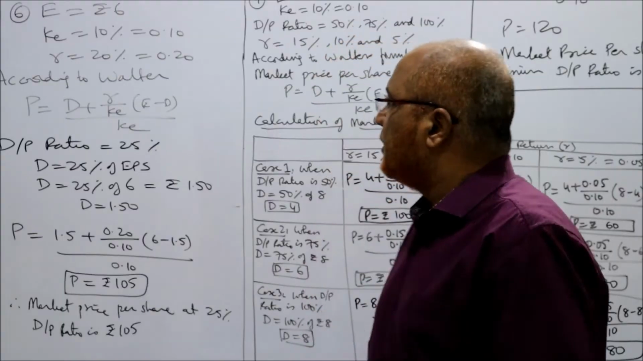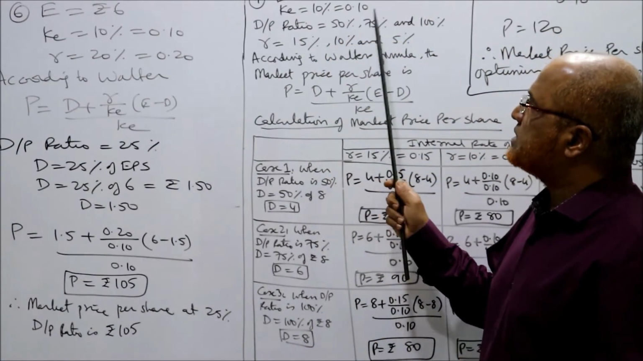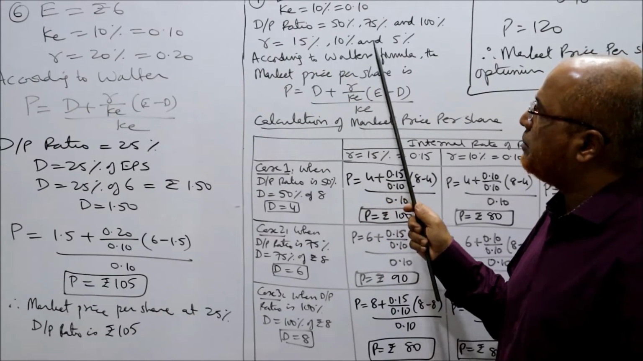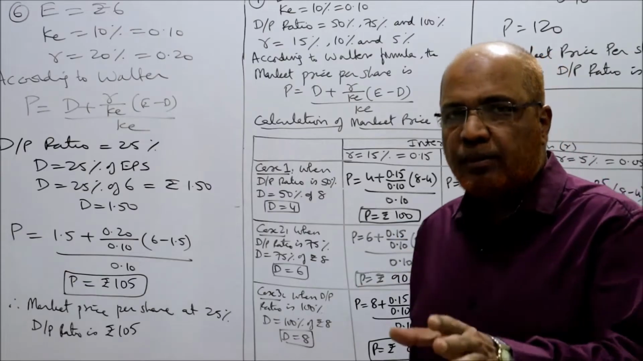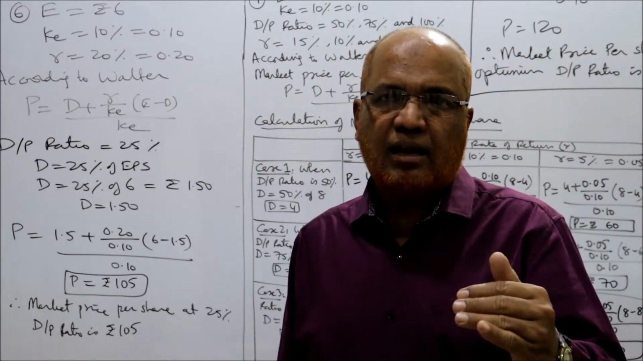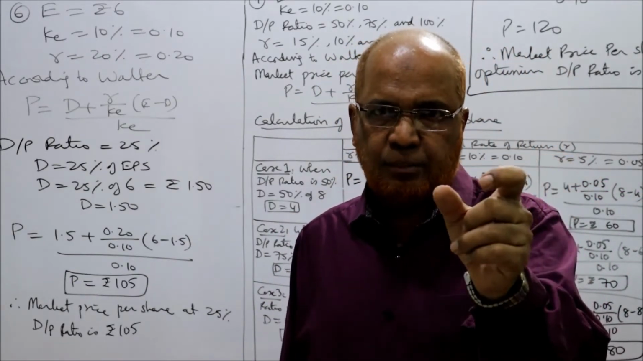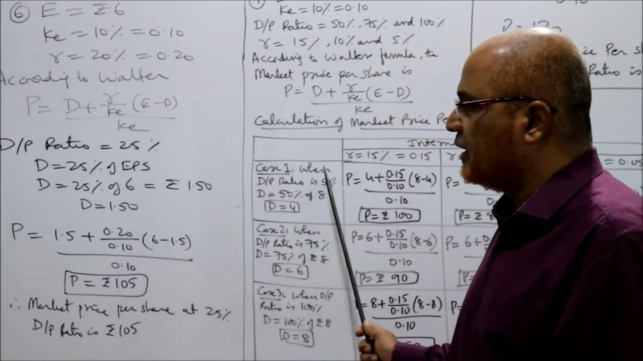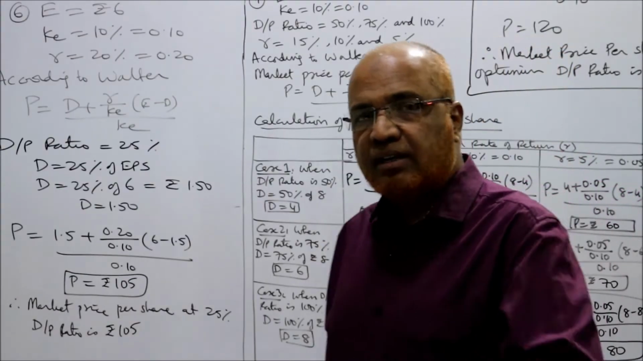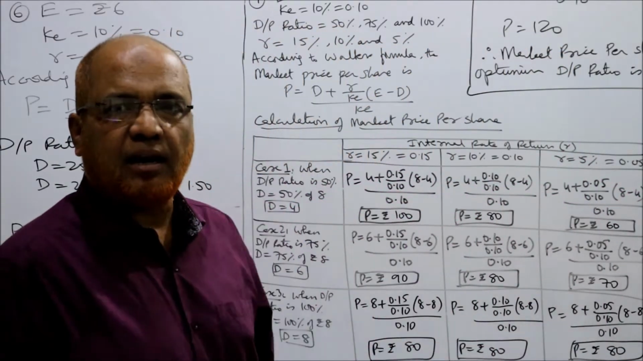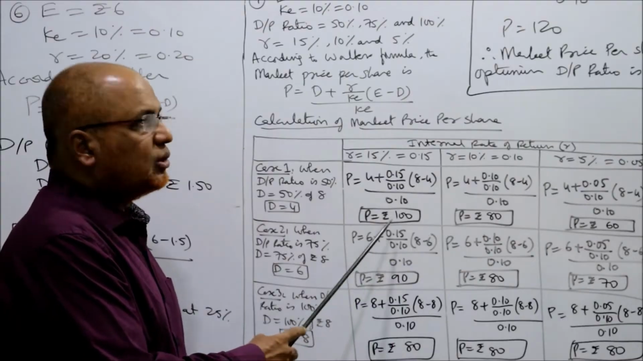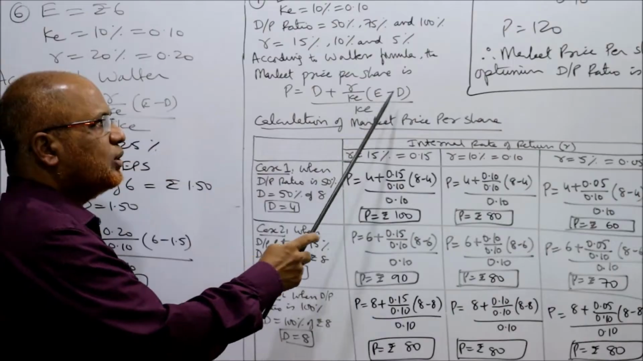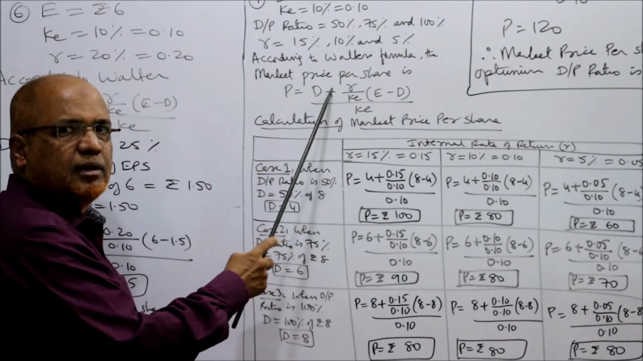So internal rates of return are given, 15%, 10%, 5%. Now see carefully. 3 DP ratios are given, 50%, 75, 100, and 3 internal rates of return are given, 15%, 10% and 5%. So in this problem, we can individually calculate for each IRR where DP ratio is so and so how much. Or we can make the calculation in one table itself. So our time will be saved if we make the calculation in tabular form. So first of all, according to Walter's formula, the market price per share is D plus R by K into E minus D by K. This formula we are going to apply.